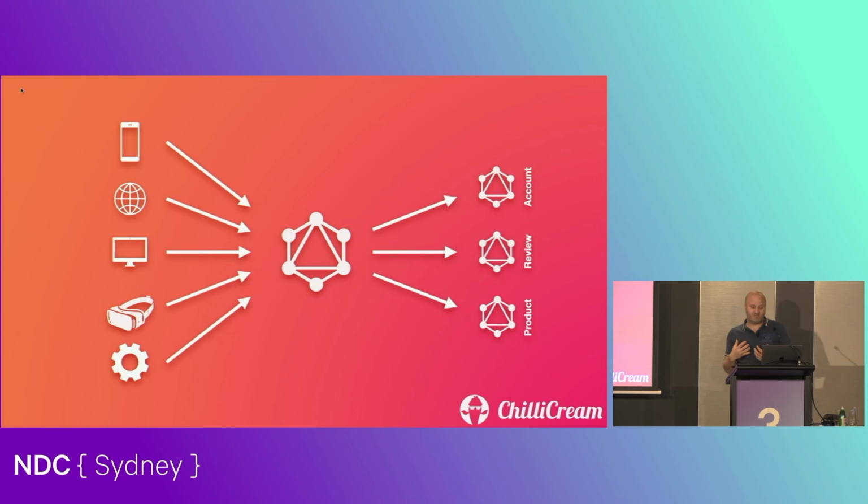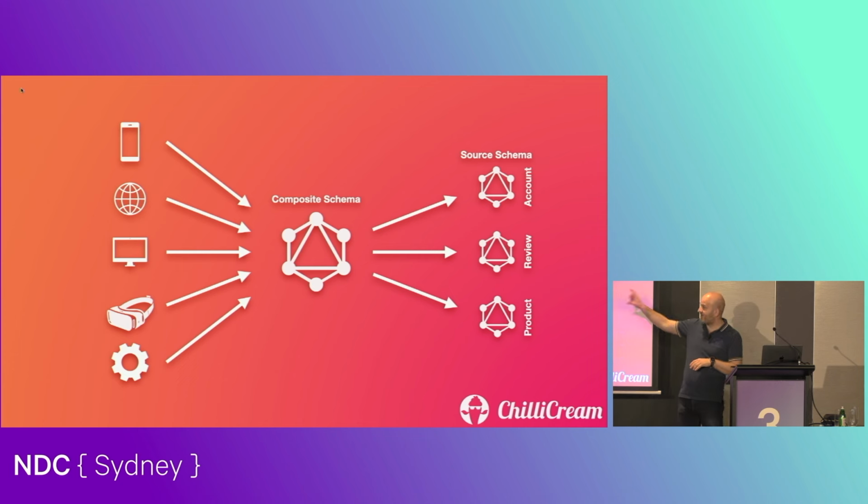So with this new approach, and I'll show you some code from the first prototypes that we have, it formalizes a bit the naming scheme here. So when we talk about this part in the middle, we are actually talking about the composite schema. And the downstream services are source schemas.